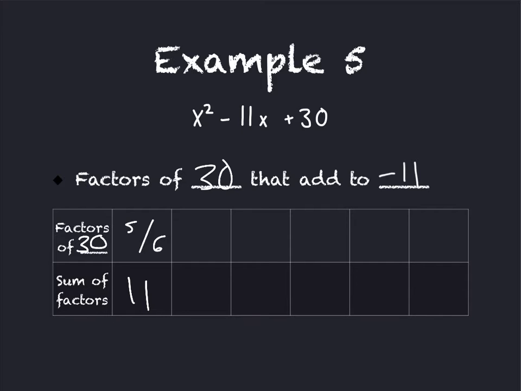Do we put a negative 5? Well, what is negative 5 plus 6? 1. So that wouldn't work. And negative 5 times 6 would be negative 30, but we're looking for a positive 30. So anything else we have to do? So we said negative 5 and 6 doesn't work because it multiplies to negative 30. What else could we try?